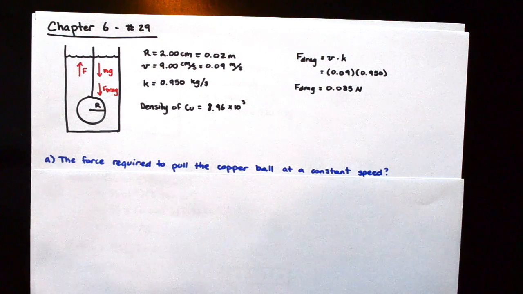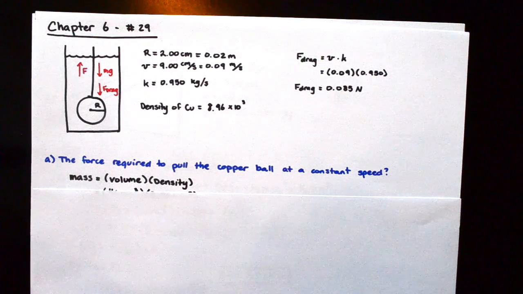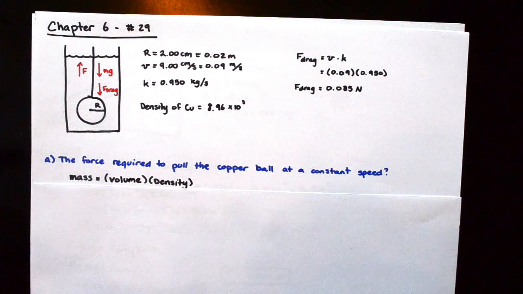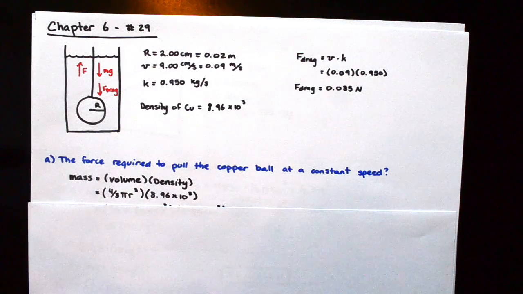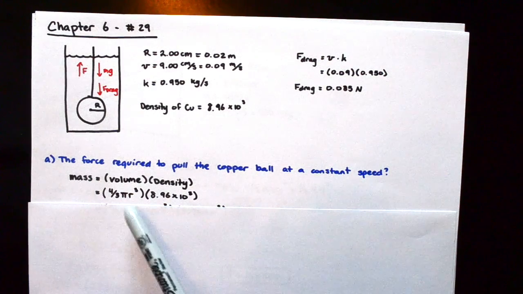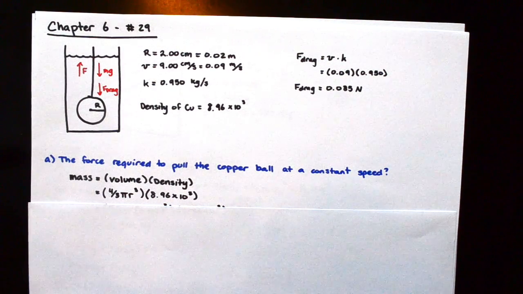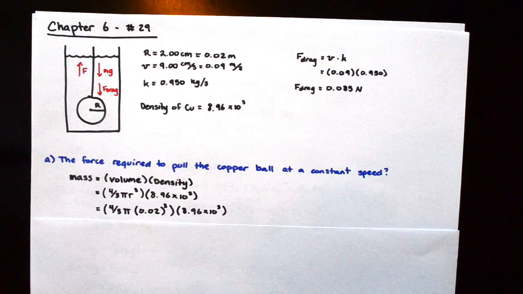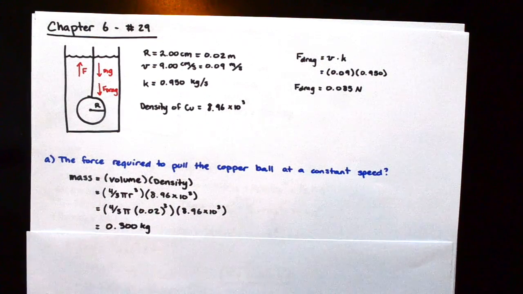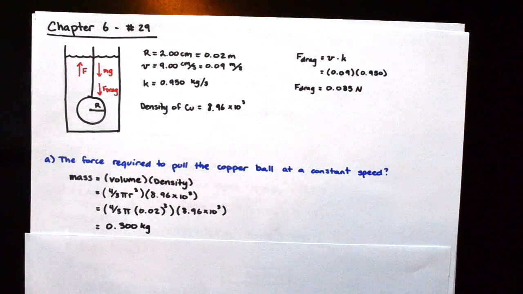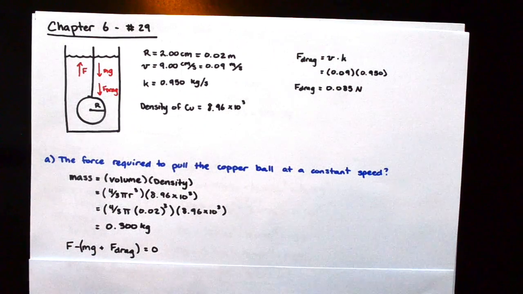So in order to determine the force required, we know we're going to start by finding the mass, which we know is the volume times the density. And the volume of a sphere is going to be 4/3 pi r cubed times the density, which is 4/3 pi times 0.02 cubed times 8.96 times 10 to the third, which is going to equal 0.3 kilograms.